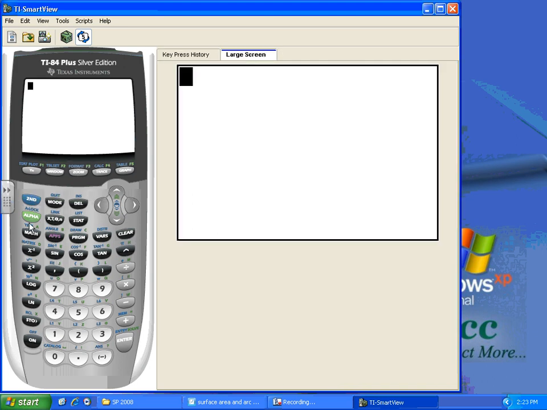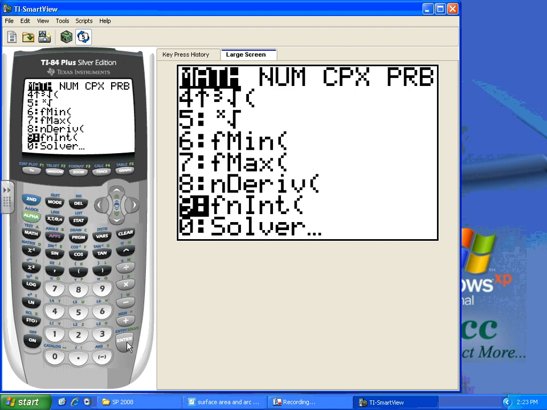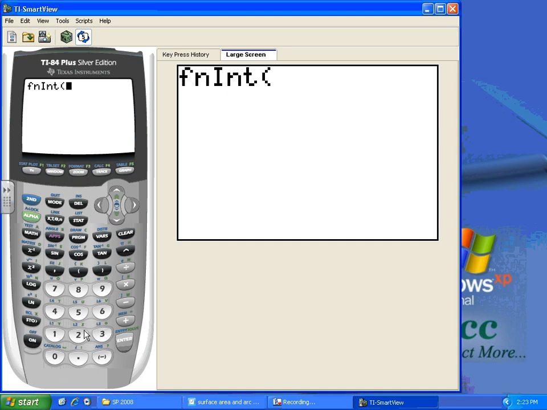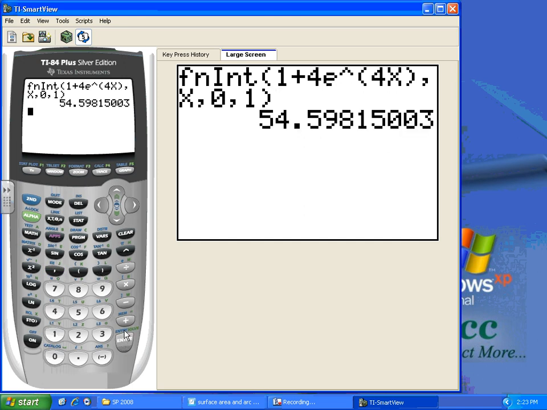Okay, the integral symbol is under the math command. Let's see, math, FNINT, that's function integration. The function we want to integrate is 1 plus 4 times e to the power of 4x. Close the parentheses. The arguments are always what you're integrating, comma the x or whatever the variable is, comma the limits of integration, in this case from 0 to 1. And there we have it, 54.6 roughly.